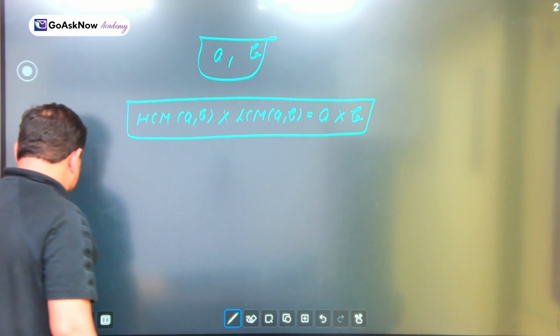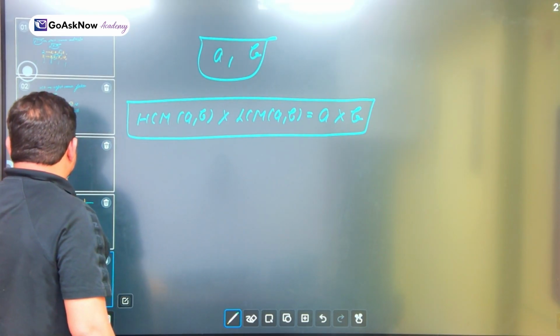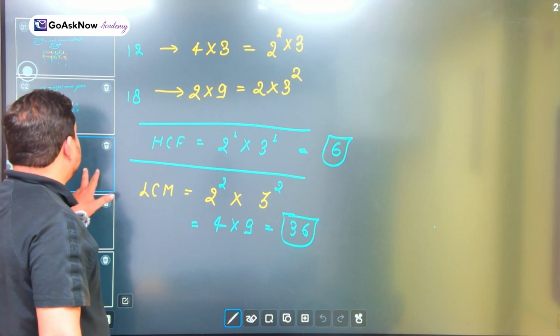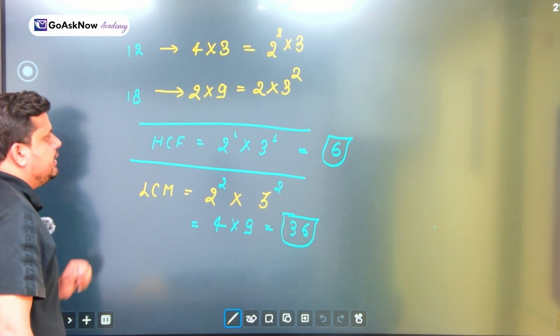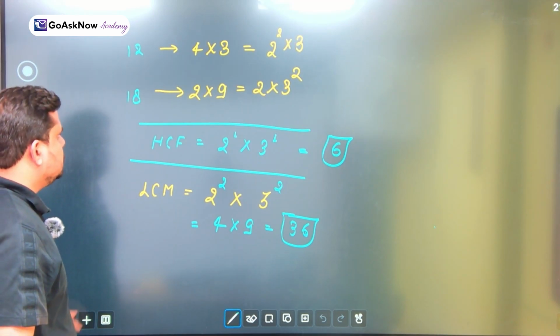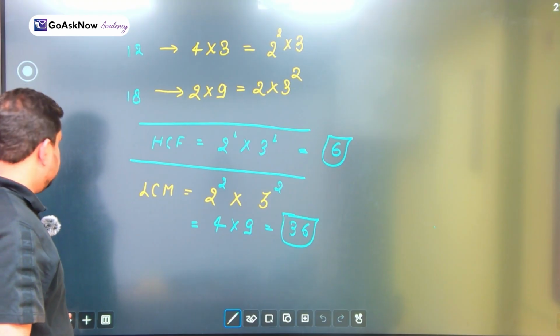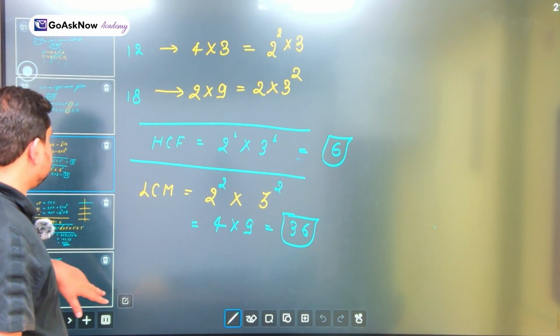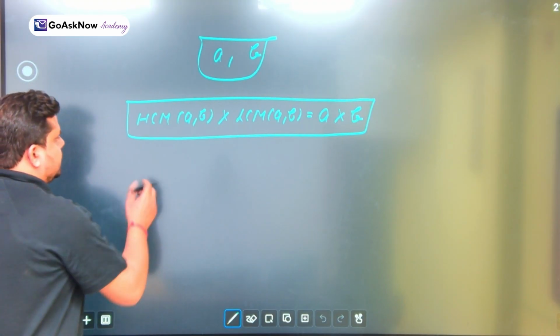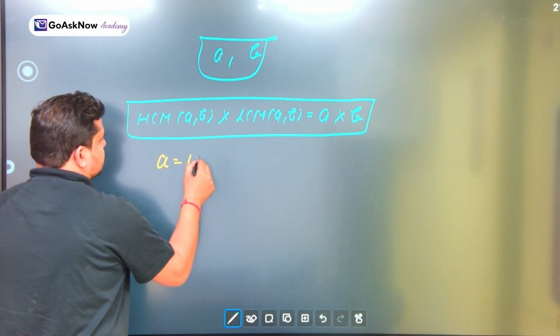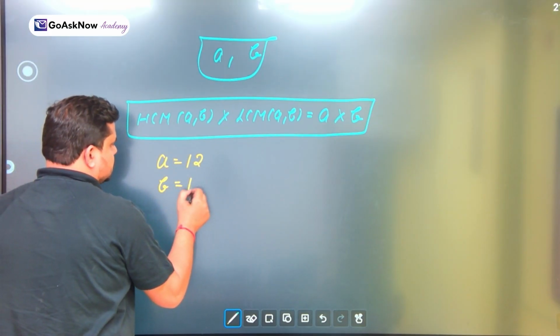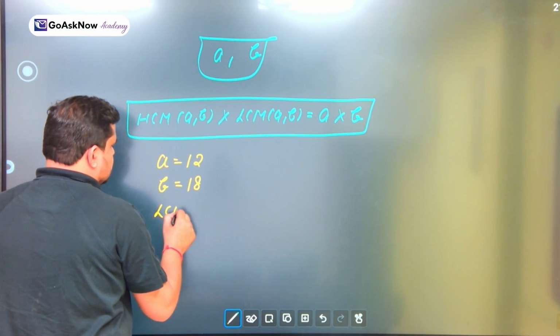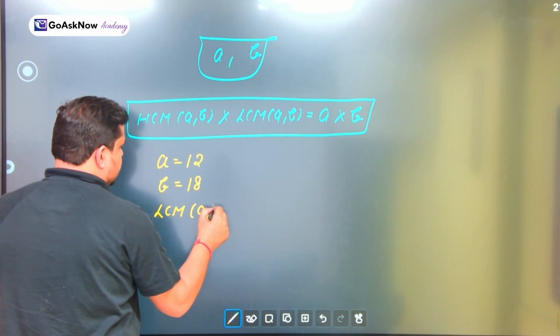We can check it as well. We have to find the HCF and LCM of 12 and 18. So let's write it down. 12 and 18 were our numbers. Let A be equal to 12 and B be equal to 18. We also have to find the LCM and HCF.